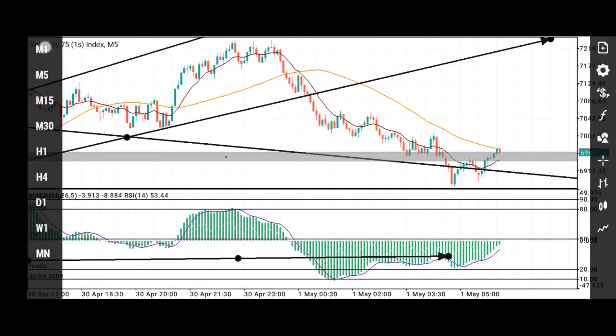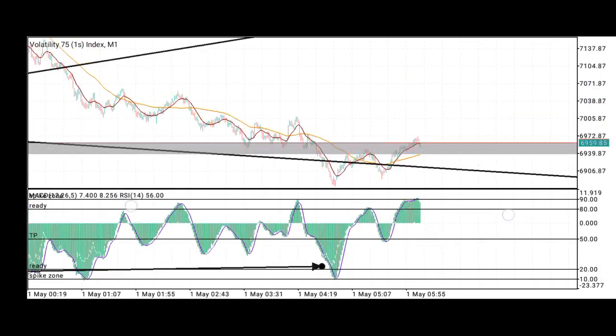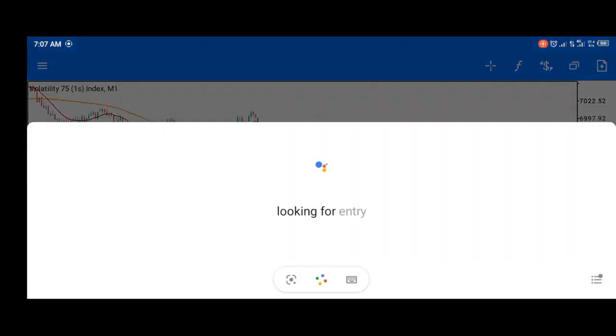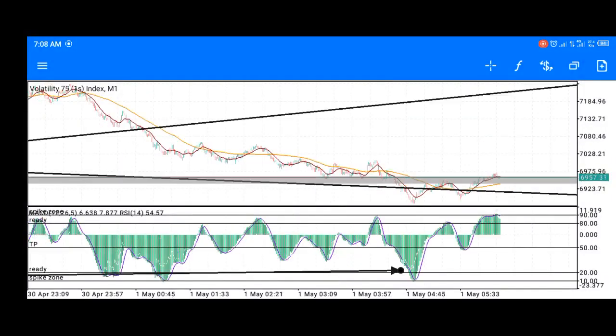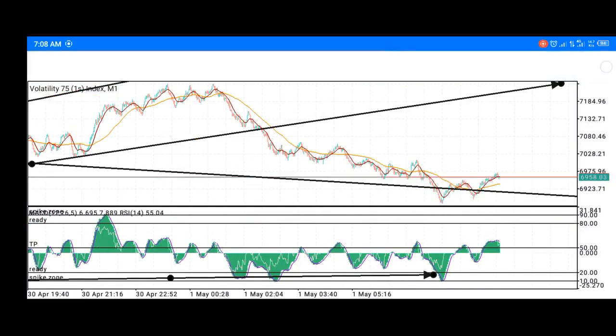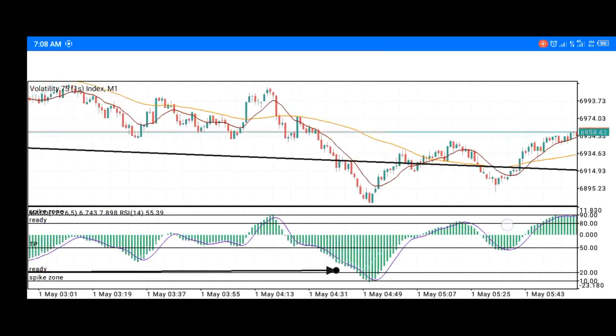So let's move to another smaller time frame, looking for an entry point. The entry point out here is one of the reversal points, the reversal point you're looking at in the 5-minute time frame. And look at it there.